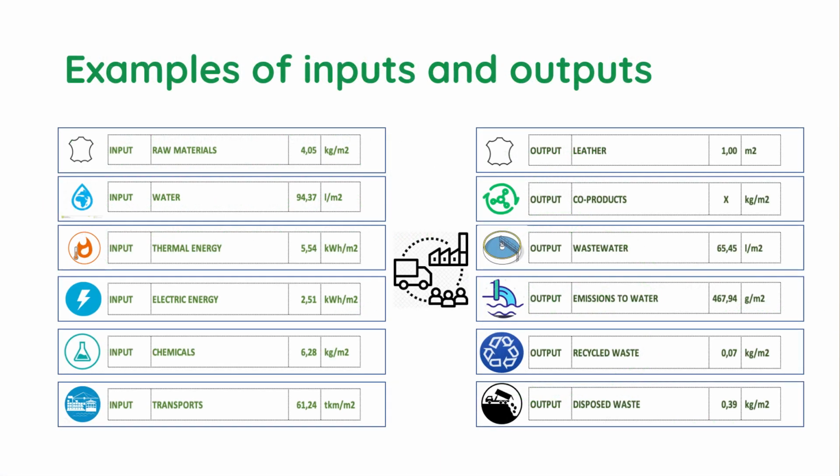Also, the main types of impacts that we have mentioned before are generally those associated with inputs and outputs. Examples of inputs may include, but of course are not limited to, as you can see here on the left side of the slide, raw materials, water, thermal energy, electric energy, chemicals, but also transports. And examples of outputs, as you can see here on the right side of the screen, are finished products, for example, leather, co-products, but also wastewater, emissions to water, recycled waste, but also disposed waste.